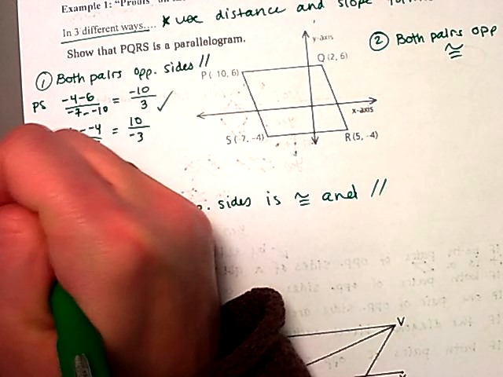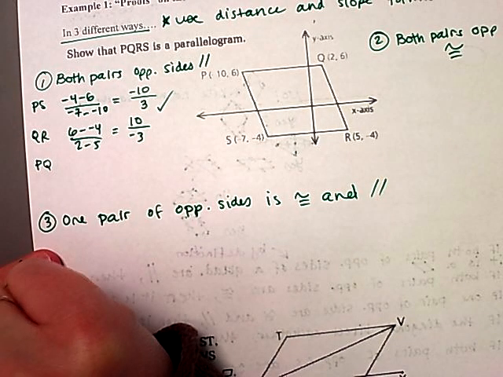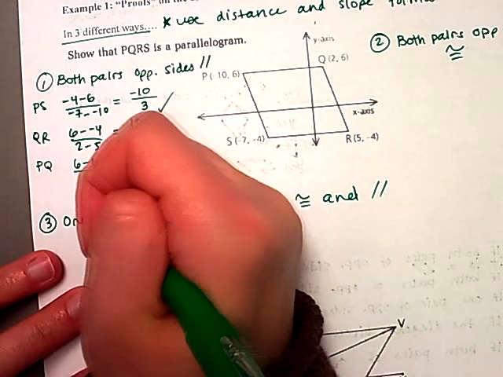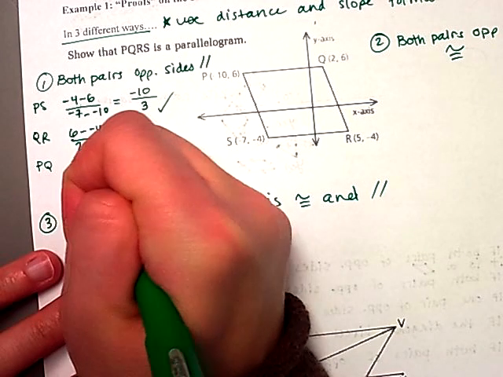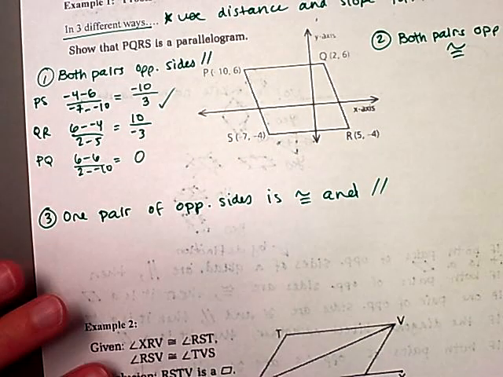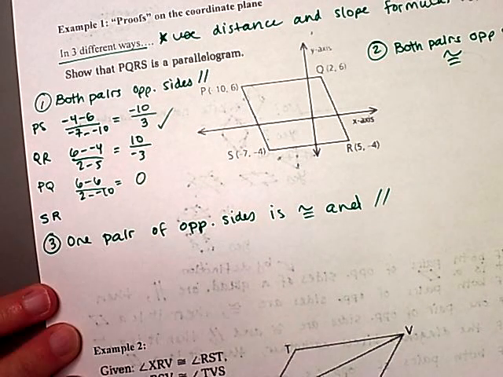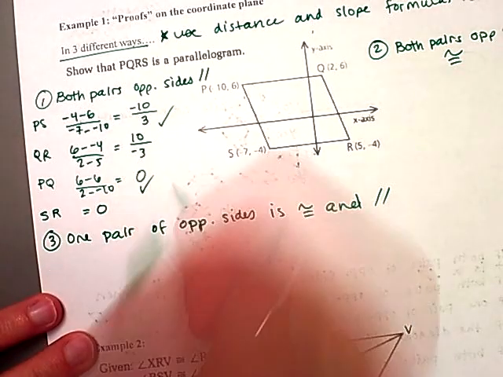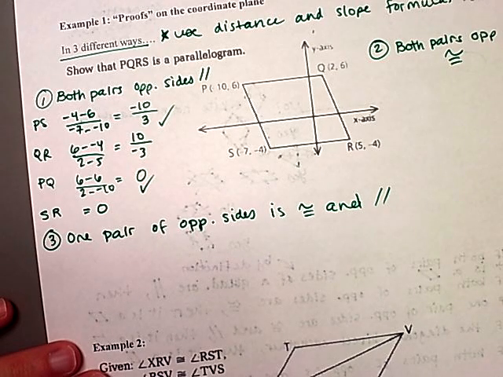That's actually a little easier, because the slope of PQ ends up being 6 minus 6 on top, so it's just going to be 0, right? Then I'll do 2 minus negative 10. It doesn't even matter what that is. This thing is going to be 0. I also know that because I see it's a horizontal line. Same thing for SR. That's also going to give me a slope of 0. So I end up with two pairs of opposite sides being parallel, and I've shown my point.